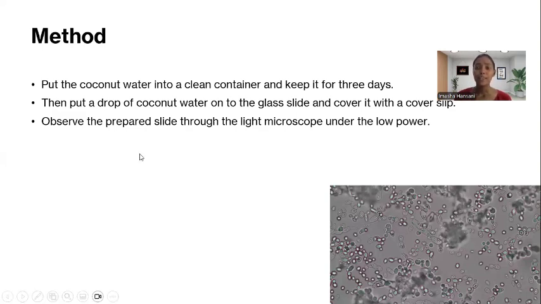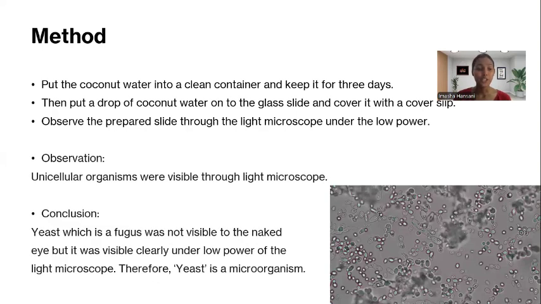And we have to write the observation. After doing any activity, any experiment, we have to write the observation, what we observed. So our observation is unicellular, single-celled, one-celled organisms were visible through the light microscope. This picture shows you what you can observe after you do this activity.